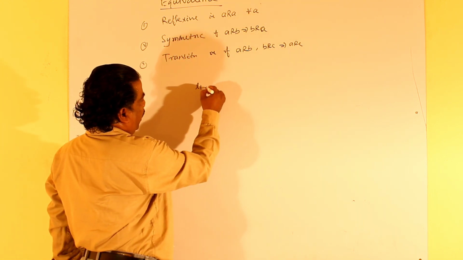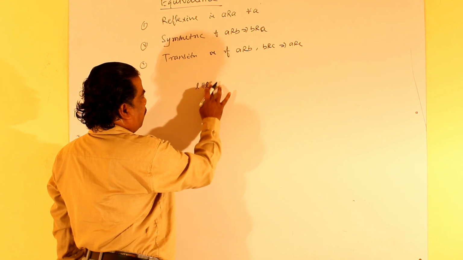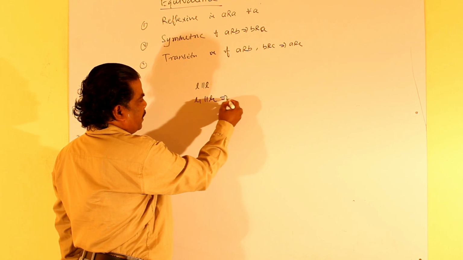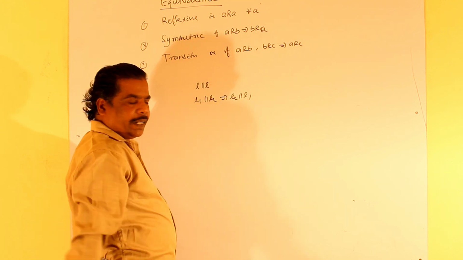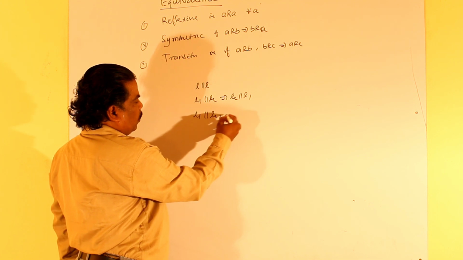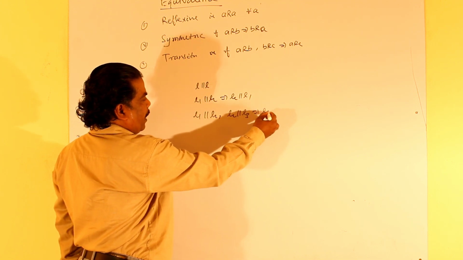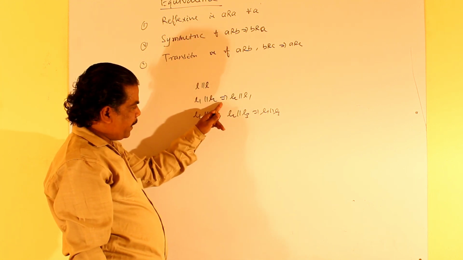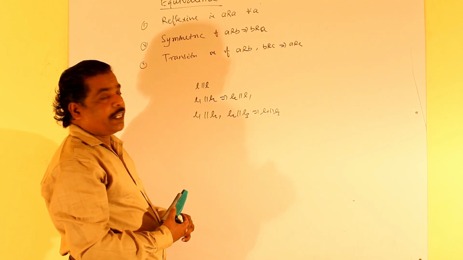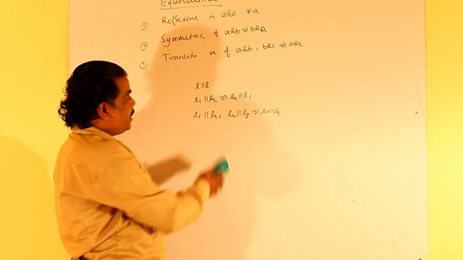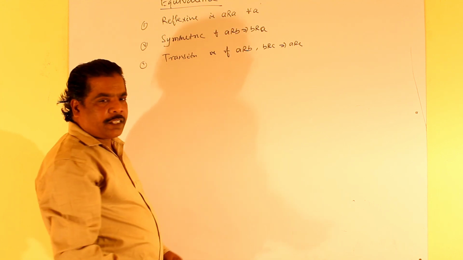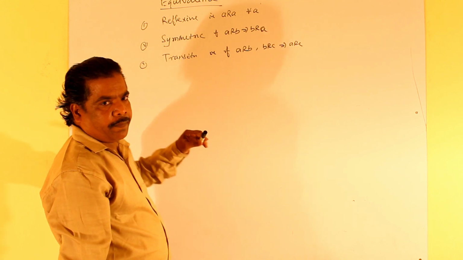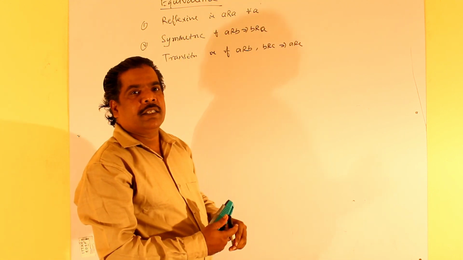L1 is parallel to L1, L is parallel to L for all L, so reflexive. If L1 is parallel to L2, this implies L2 is parallel to L1, symmetric. If L1 parallel to L2, L2 parallel to L3, then L1 parallel to L3. As the parallel relation satisfies reflexive, symmetric and transitive properties, it is an equivalence relation. So in this way we find that the relation which satisfies all three properties, reflexive, symmetric and transitive, is an equivalence relation.